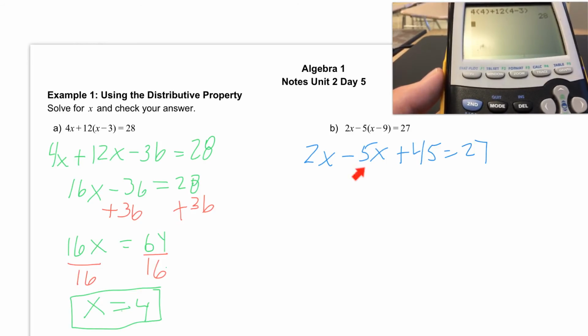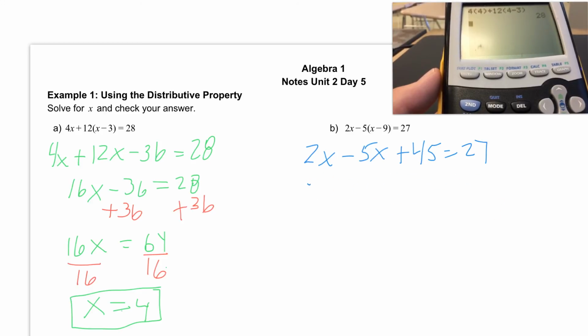Then I'm going to combine my like terms. I have 2x minus 5x on the same side. So 2 minus 5 will give me a negative 3x plus 45 equal to 27. And then I'm going to have to get rid of that 45. To do that, the opposite of adding 45 would be to subtract 45. So I'm going to subtract it from both sides. And that leaves me with negative 3x equal to negative 18.